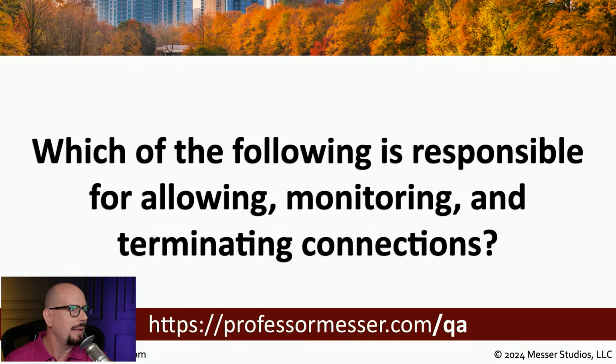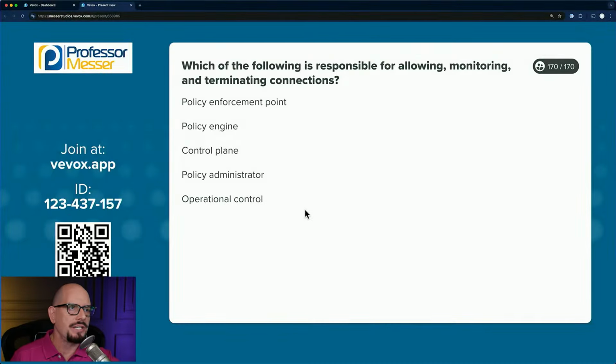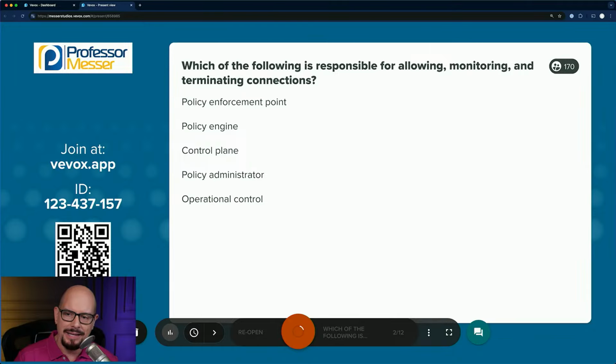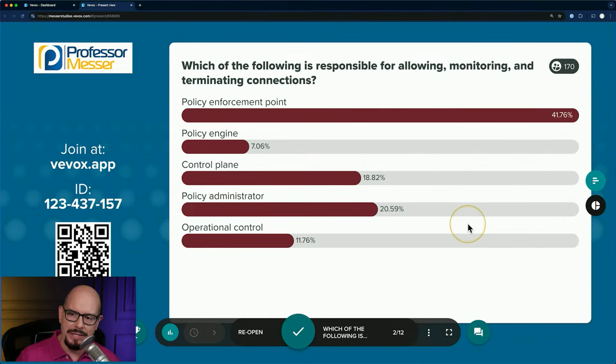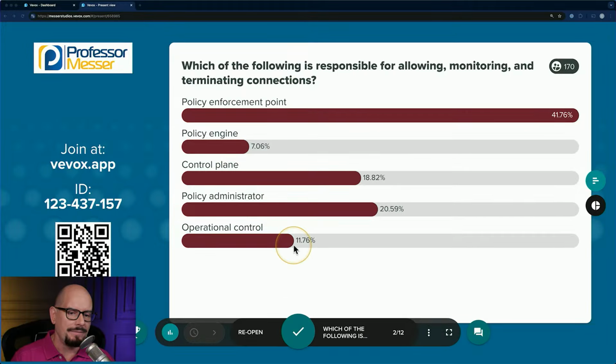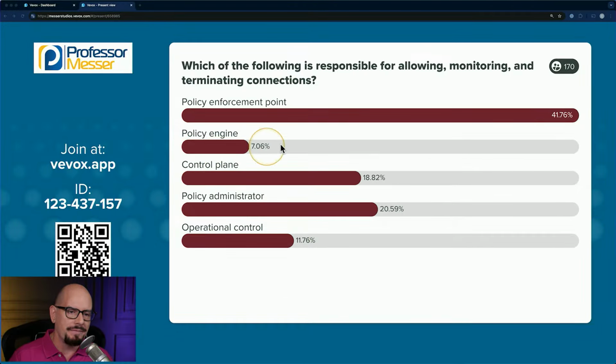Which one would that be? Would it be a policy enforcement point, a policy engine, a control plane, a policy administrator, or an operational control? Let's click this link and see what the options are. This is the one that shows 41% of you said that it's the policy enforcement point. 20% say policy administrator, 18% say control plane. We have 11% that said operational control, and 7% that say policy engine.